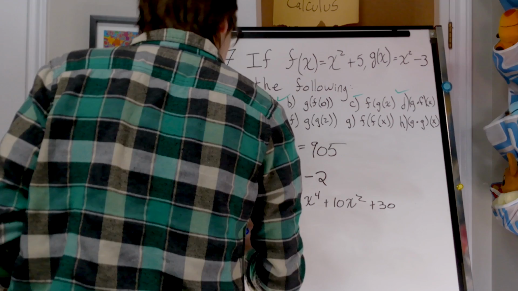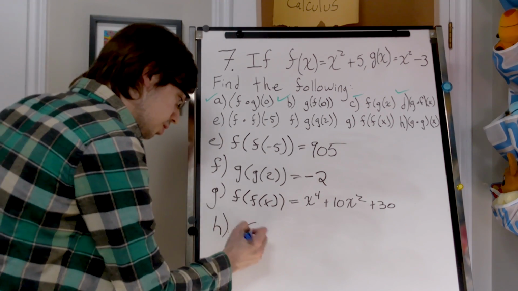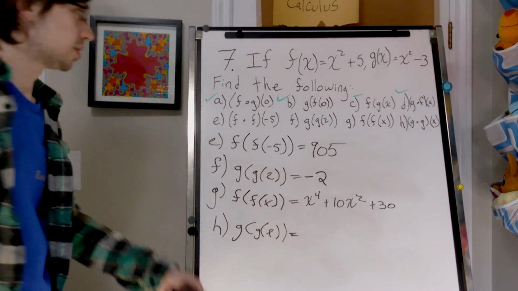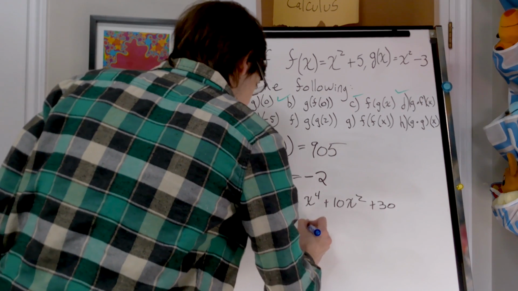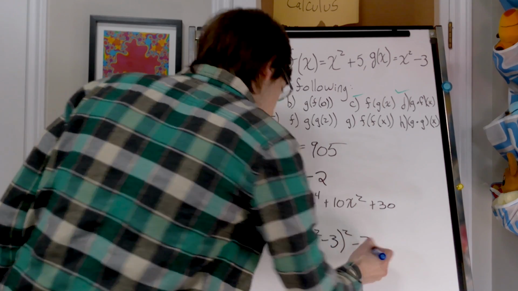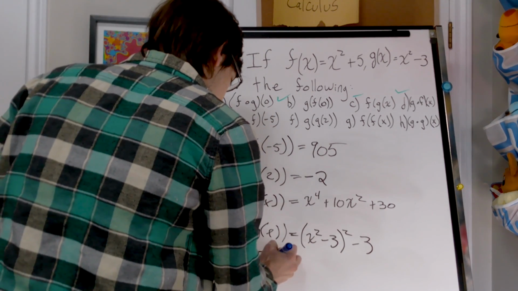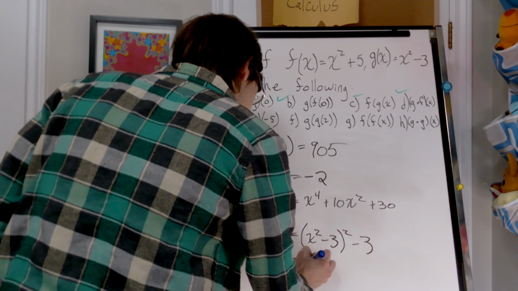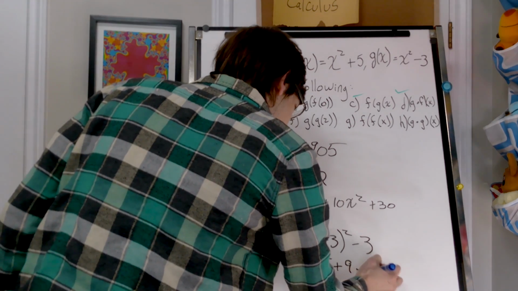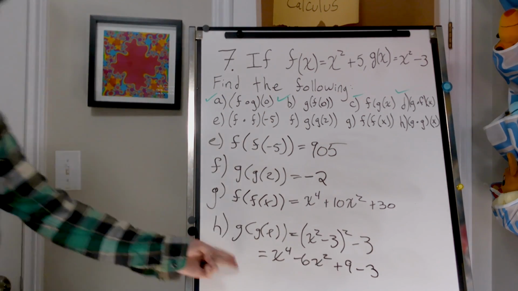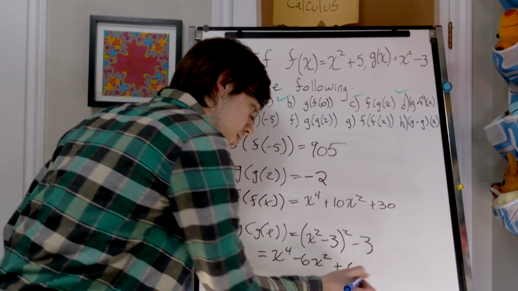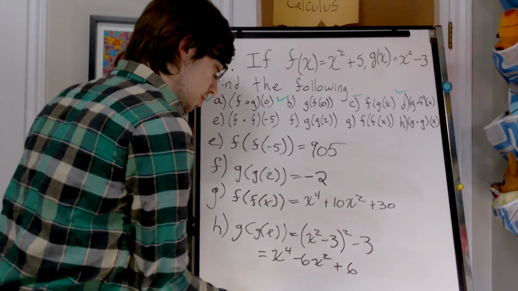And H. G of G of x. So that is, if we just write it right off the bat, x squared minus 3 squared minus 3. We've seen this one before. That's x to the power 4 minus 6x squared plus 9 minus 3 from that guy. So this simplifies. 9 minus 3 is 6. And that will be our answer.